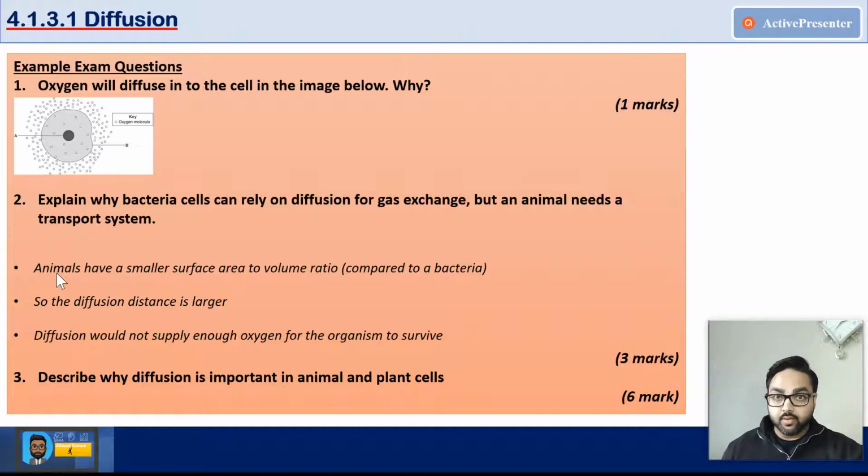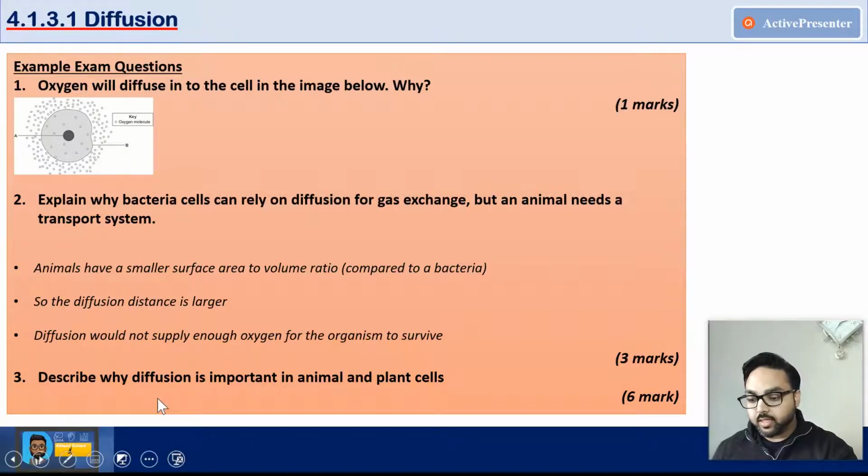Okay? Again, exactly what we talked about so far in this particular lesson is we need to have the diffusion distance as small as possible, but in animals that doesn't really happen. So we need transport systems in order to accommodate for that. Animals have a smaller surface area to volume ratio. We looked at how we worked that out, and we got this general idea that the larger the organism, the smaller the surface area to volume ratio. Okay?